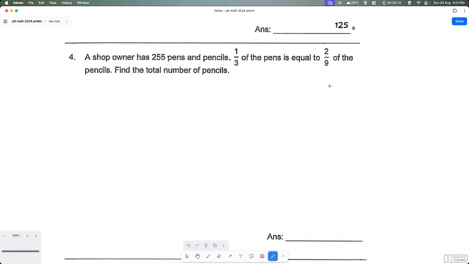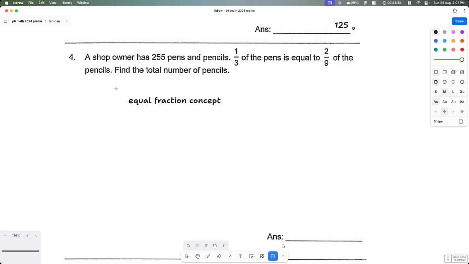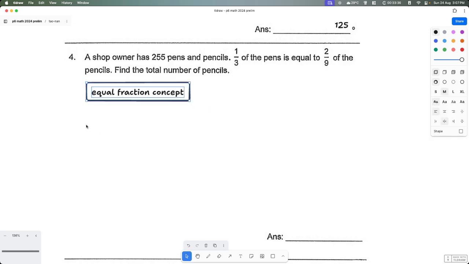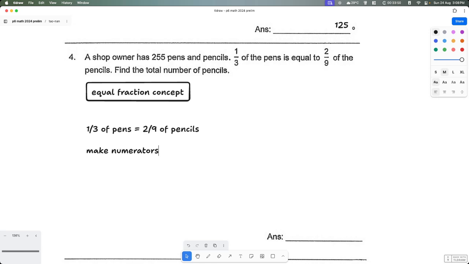Question number 4. Okay, a shop owner has 255 pens and pencils. One third of the pens is equal to 2/9 of the pencils. Find the total number of pencils over here. Okay, so equal fraction concept, right? So for this, what I want to do is, one third of pens is equal to 2/9 of pencils. So we want to make the numerators the same. So that means this will be 2 out of 6 of pens is equal to 2 out of 9 of pencils, right?